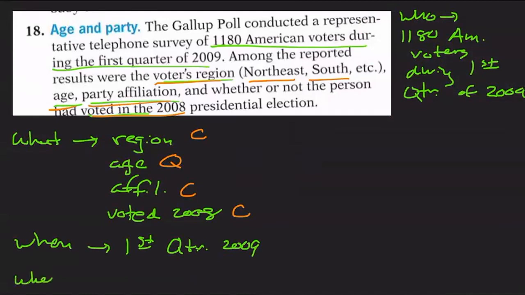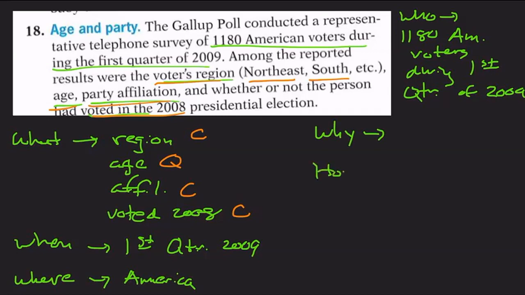Where? We're talking about American voters, so we could reasonably put America. And let's see, what else do we have? Why? We already mentioned that they didn't really say a why. Why would they have collected this data?